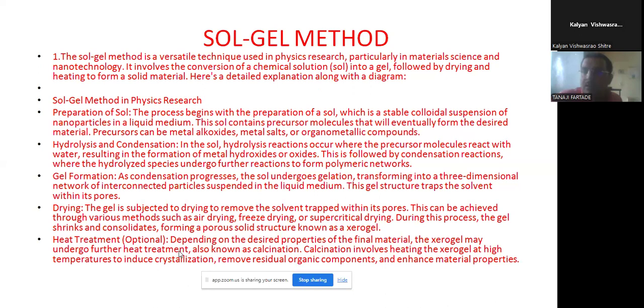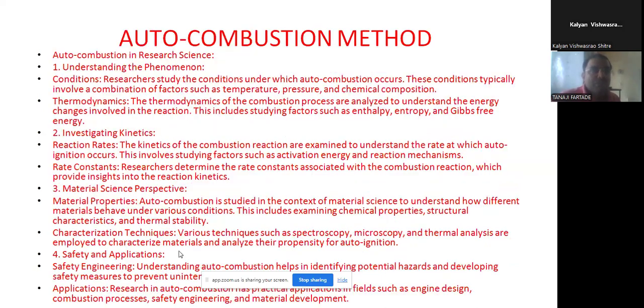Now, what is auto-combustion? In research science, to understand the phenomena, researchers study the conditions under which auto-combustion occurs. These conditions typically involve a combination of factors such as temperature, pressure, and chemical composition. What composition have we taken?